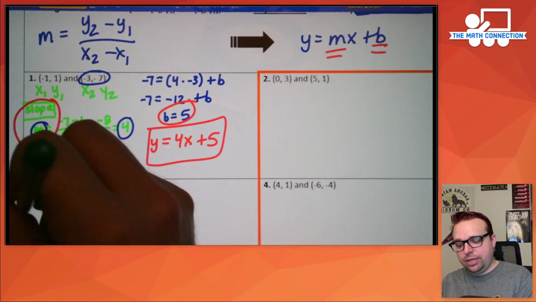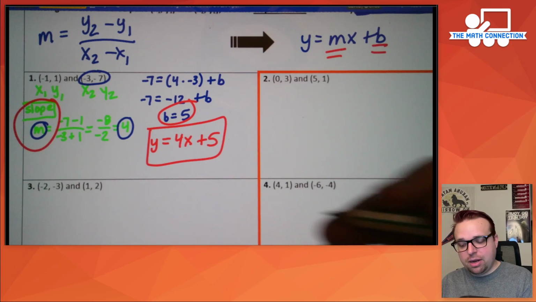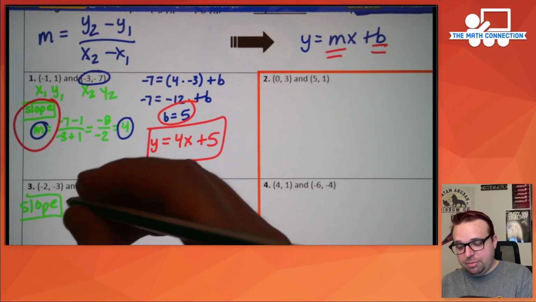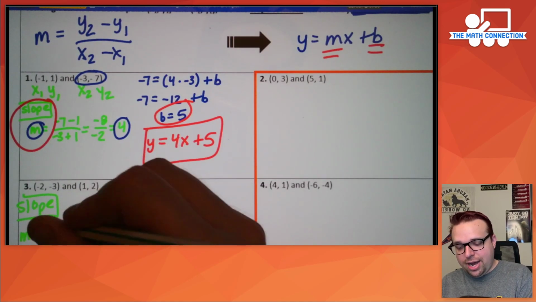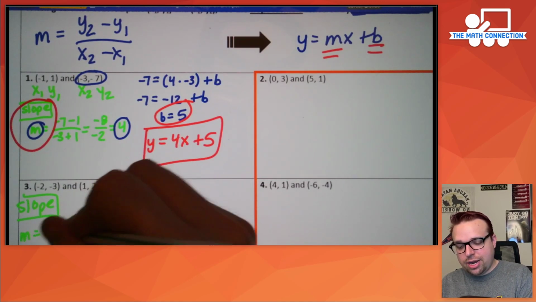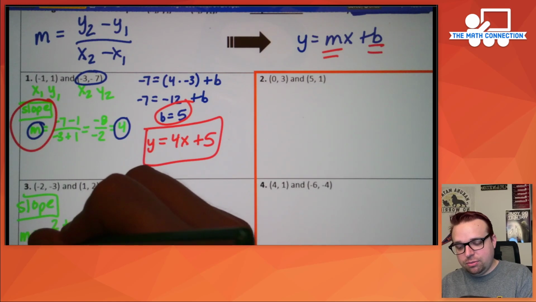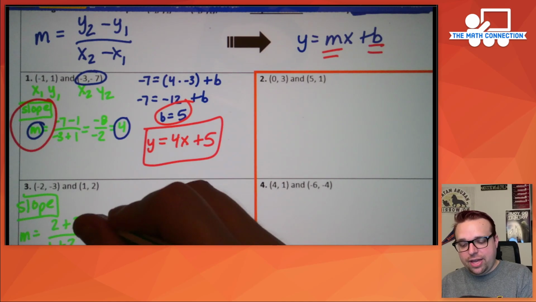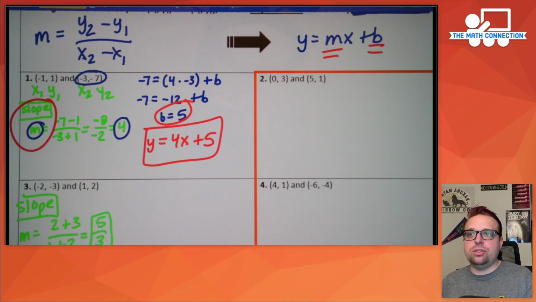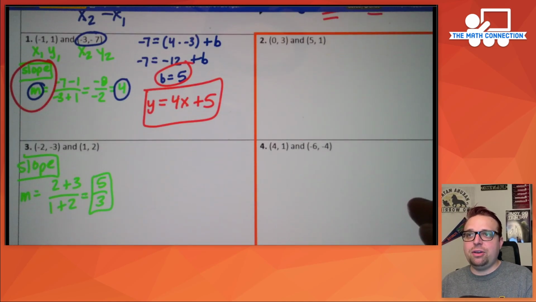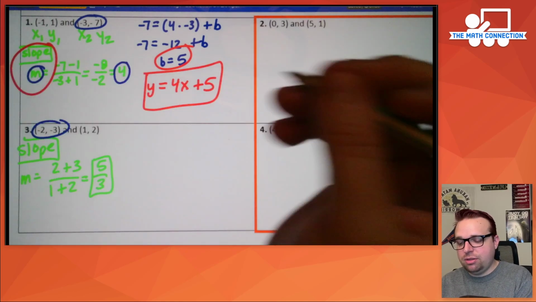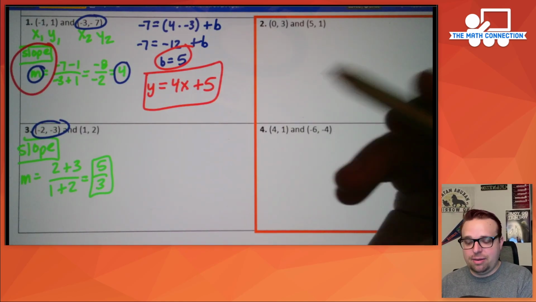Let's go ahead and do 3. I will use the same color scheme here. So slope is going to be y2 minus y1 over x2 minus x1. This is 5 over 3. That doesn't simplify, so 5/3 is your slope. 5/3 is the value of m, that's it. Okay, now pick any point. It does not matter. You can choose the first one or the second one. I'll use the first one since I used the second one last time.